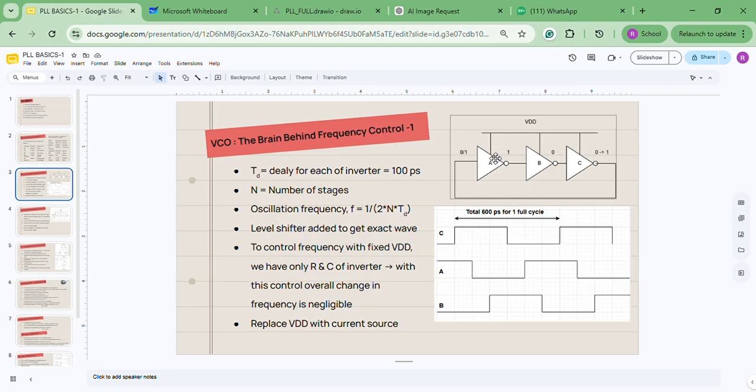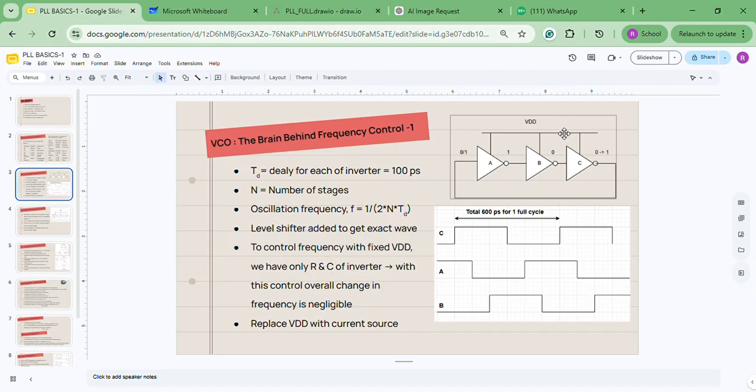And depending on the number of stages, that time period will increase. So our case is for 3. The total time period will be 2 into TD into the number of stages n. The inverse of the time period is frequency, which we can see is 1 by 2n TD.